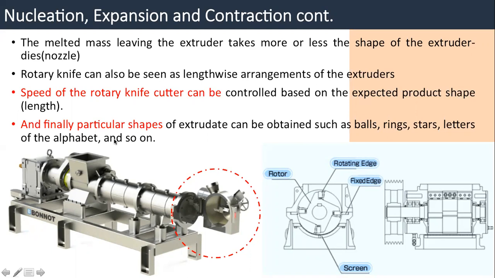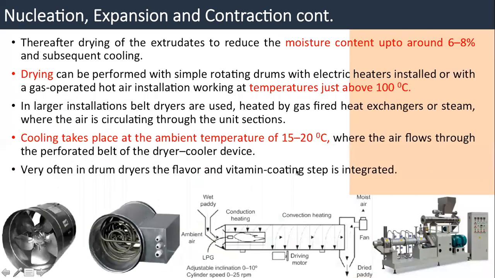And finally, particular shapes of the extrudate can be obtained, such as balls, rings, stars, letters of the alphabet, and so on. You can determine the shapes you need, and what you have to do is change the die and the cutters, right? Cutter speed and the cutter shape, everything you can determine. The basic process is extrusion, right? Pressure difference is there, right?